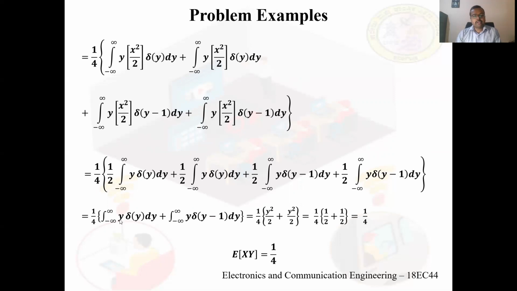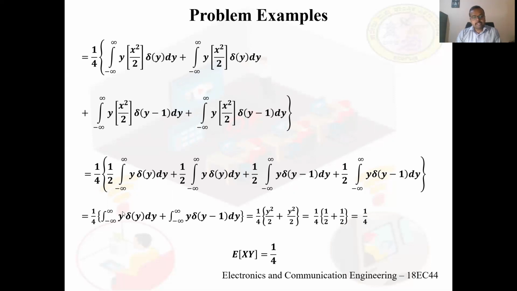Now what do you get for this integration? For this one, y dy, and y dy minus of 1 here. Just by looking at this, 1 by 2 plus 1 by 2 will be 1. So the integration from minus infinity to infinity of y dy, plus similarly, 1 by 2 plus 1 by 2 will be 1, integration from minus infinity to infinity of y dy minus of 1 dy. This is equal to 1 by 4.